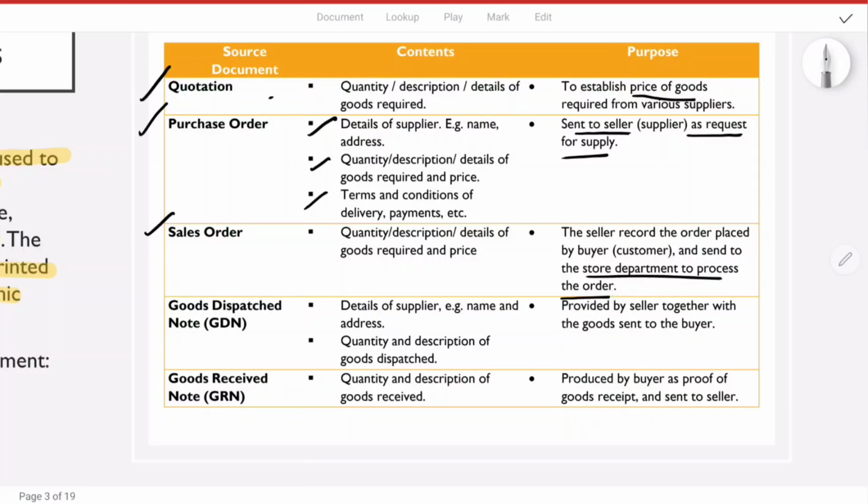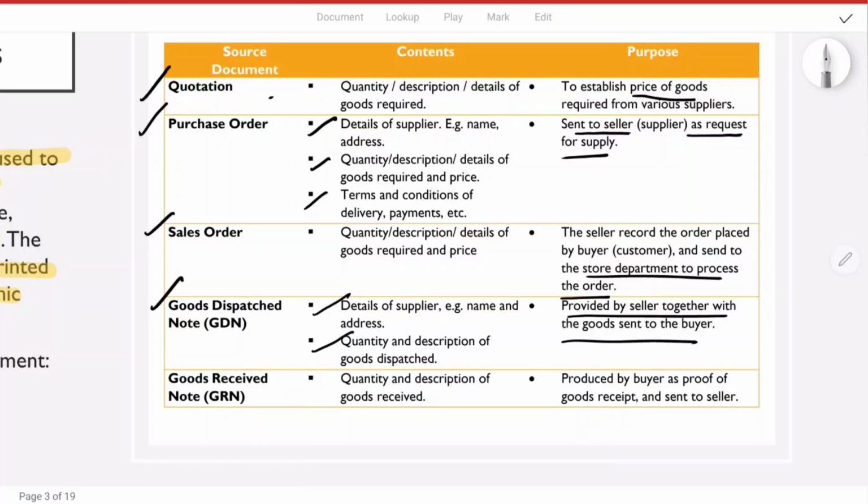So the sales order is distributed internally in the seller's business. Once they process the sales order, they are going to dispatch the goods together with the goods dispatch note, or GDN. This is provided by the seller together with the goods sent to the buyer, which details the supplier name and address, and the quantity and description of the goods dispatched.